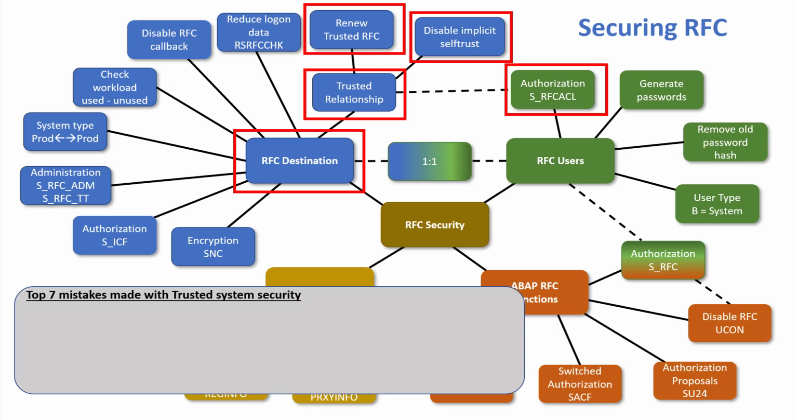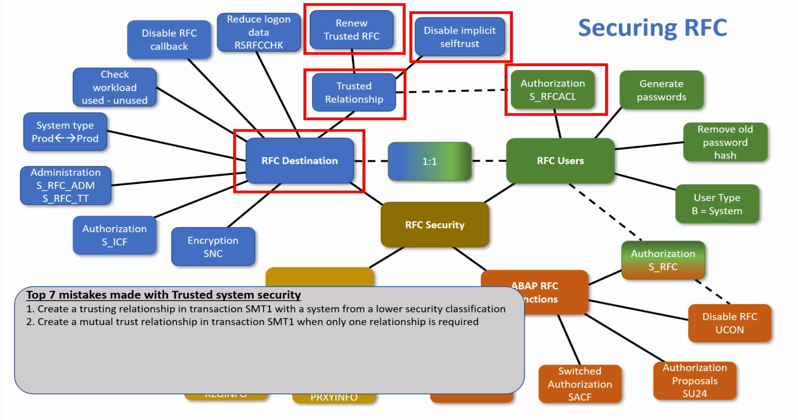Here are 7 common mistakes made with securing trusted relationships. Number 1, create a trusting relationship in transaction SMT1 with a system from a lower security classification. This means a production SAP system can trust another production SAP system, assuming they are classified at the same security level. But a production system should not trust a non-production system like a test or development system, assuming these systems are at a lower security classification than the production system, which is almost always true.